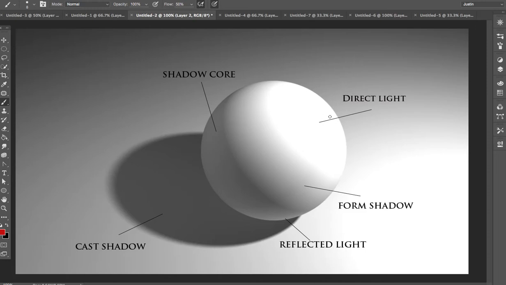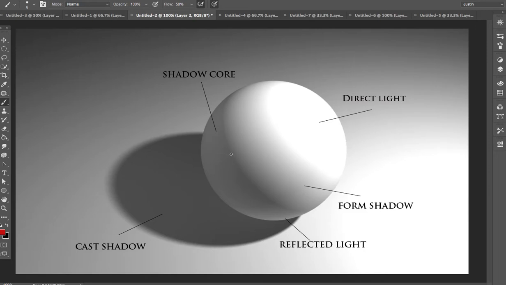Now, you can dissect that further. So for example, you have the direct light. Then you have form shadow. Another way to call this would be highlights. Highlights here and halftones here. Then you have the shadow core. Now the shadow core is a key, huge, wonderful, important concept, and it's so critical because it is the point that separates your light and your dark.